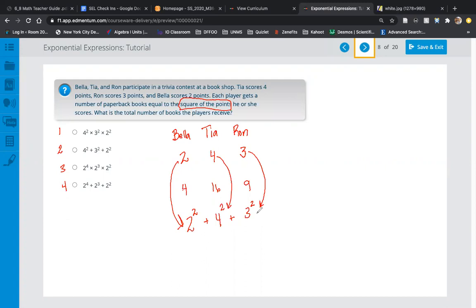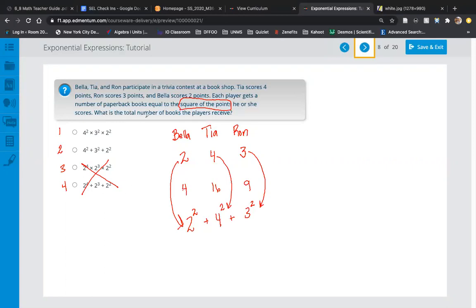Okay, so I'm seeing somebody else saying 1, so 4 squared times 3 squared times 2 squared. So let's look at the difference between these two, right? This one uses multiplication. This one here uses addition. Now, these over here, right? These can't be right. If I look here, this has 2 to the power of 4. This also has 2 to the power of 4, but all these have exponents of 2, right? So it's definitely not 3 or 4. And a lot of times with multiple choice, you can do it by process of elimination.